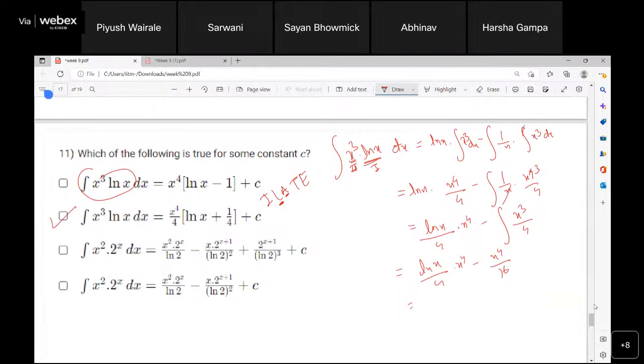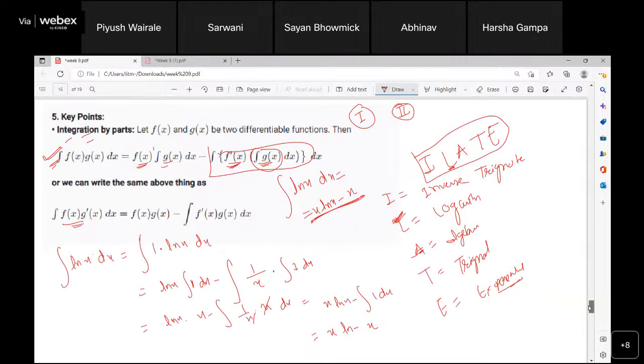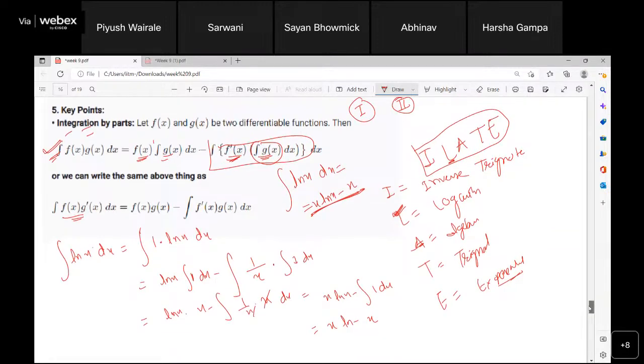If I multiply x to the power 4 here, I will get a plus coming. It is plus, sorry. So option B is correct. Hello, anyone, any doubt in this part? This is integration by parts. You need to choose which one is the first function and which one is the second function.